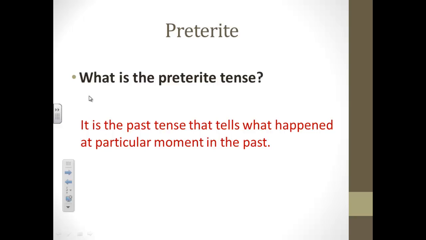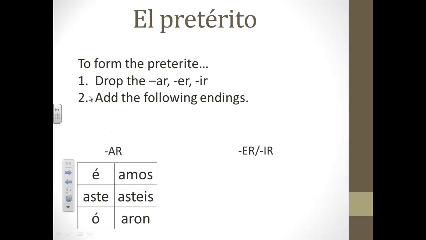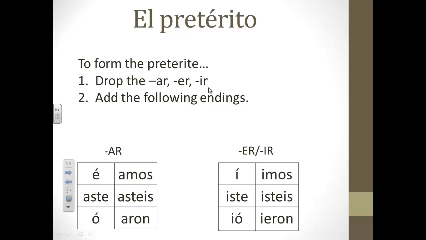How do we form the preterite? Well, if you remember here, we drop the AR, ER, or IR, and then we add the following endings. A reminder on your song, we had AR preterite is e, aste, o, amos, aron, ER, IR forms are i, iste, yo, imos, yeron. Okay, hopefully that was enough to help you review what is the preterite and how do I conjugate it.